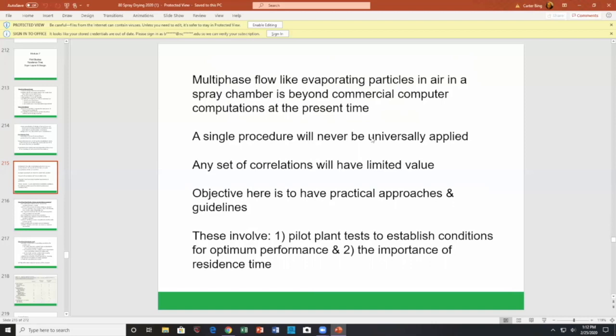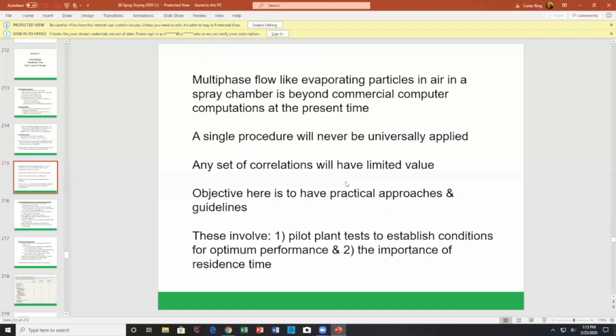A single procedure will never be universally applied. Any sets of correlations will have limited value. I like doing tests at the plant level. The objective is to have practical approaches and guidelines. You're not looking for exact answers here. What you're looking for are trends. You tend to think this is better than that, that's better than this. So you eventually whittle it down to what's the best choice.